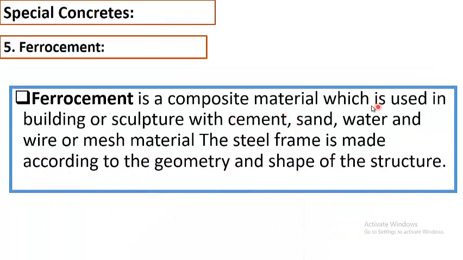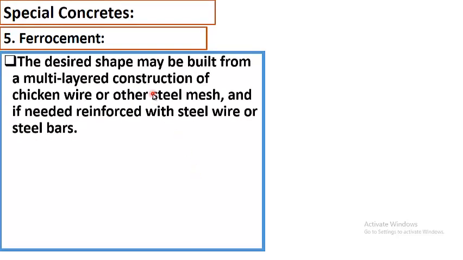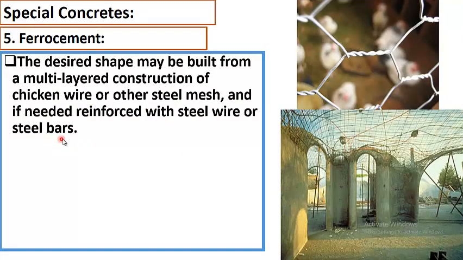Ferrocement is a composite material which is used in building or sculptures, made with cement, sand, water and wire mesh. The steel frame is made according to the geometry and shape of the structure. The desired shape may be built from a multi-layered construction of chicken wire or other steel mesh if needed, reinforced with steel wire or steel bar. As you can see here, chicken wire mesh is used to give an aesthetic look to any sculpture or structure you are making. So these are actually not load bearing structures.